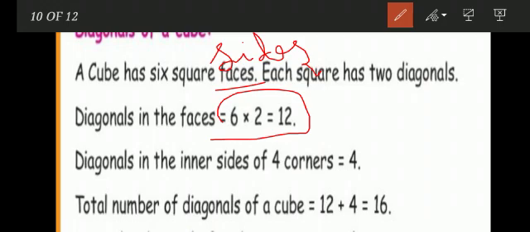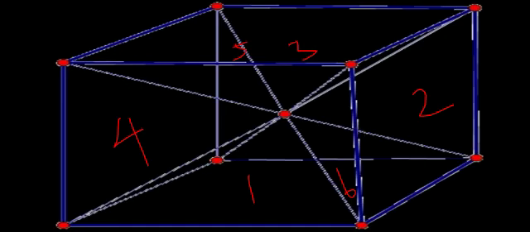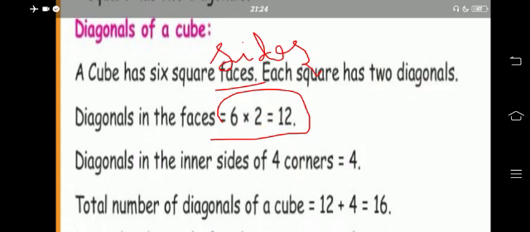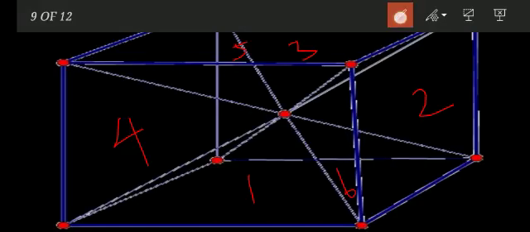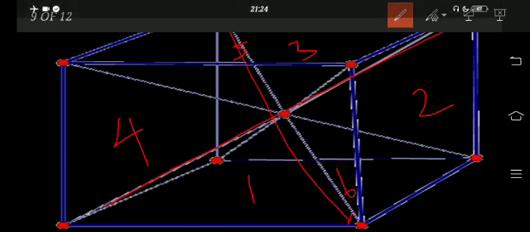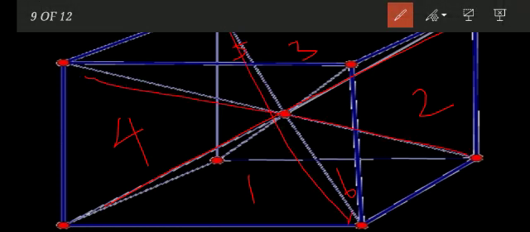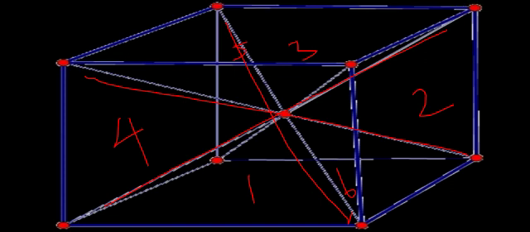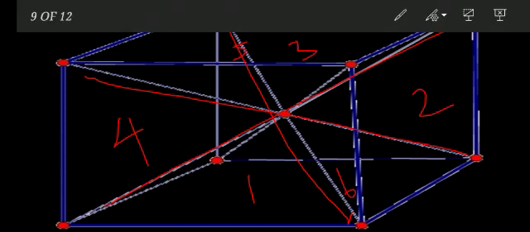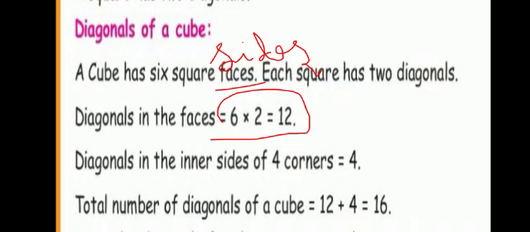Diagonals in the inner sides of the corners. You see the picture. This is the inner side of the corner. These lines are the inner sides of the corners. So that is the 4 corners. So diagonals inside the 4 corners, so the diagonal lines are also 4.